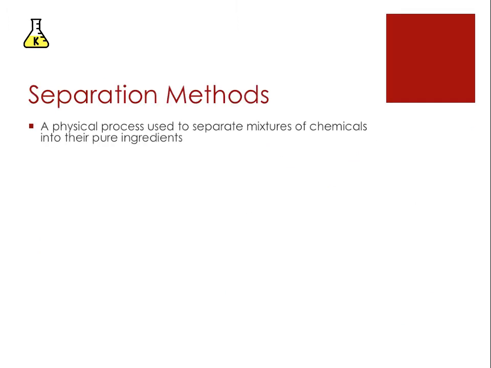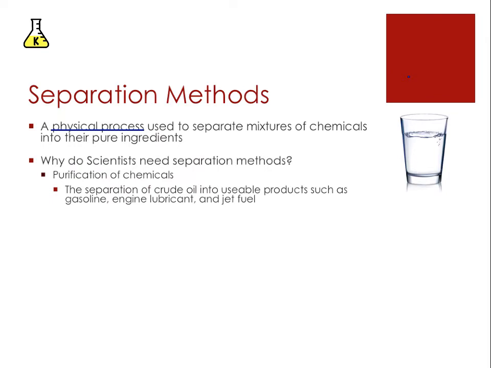Our first step is a straightforward definition of what separation methods actually are. All separation methods that we're going to be talking about involve a physical process that's used to separate the mixtures into their individual pure ingredients. Scientists use separation methods for a couple different purposes, the first of which can simply be the purification of individual chemicals. For example, we can separate crude oil into many separate products like gasoline, engine lubricant, and jet fuel. Likewise, we use separation methods for simple things like the purification of water, separating out the ingredients we don't like the taste of or that might be harmful to drink.